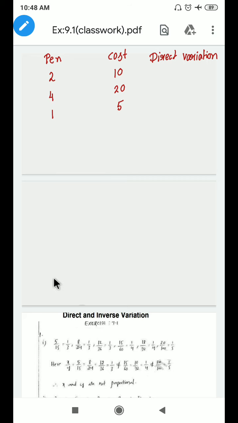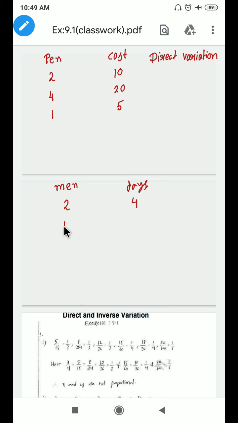Now suppose I have given a work to do to 2 men. This is the number of men and the number of days. 2 men can finish the job, suppose, in 4 days.